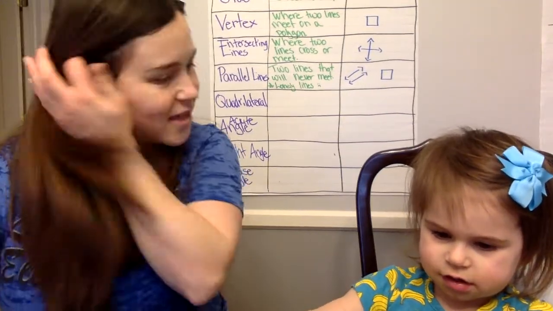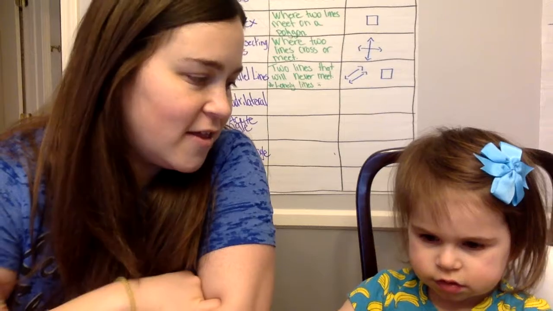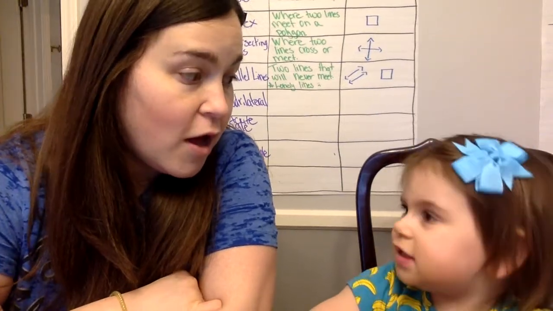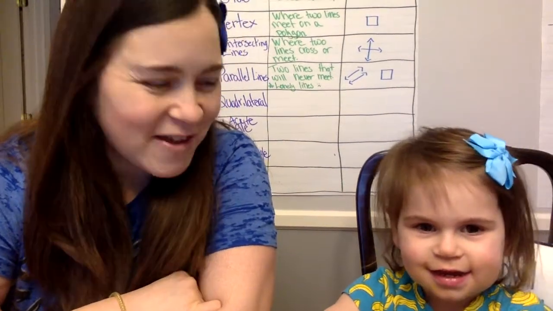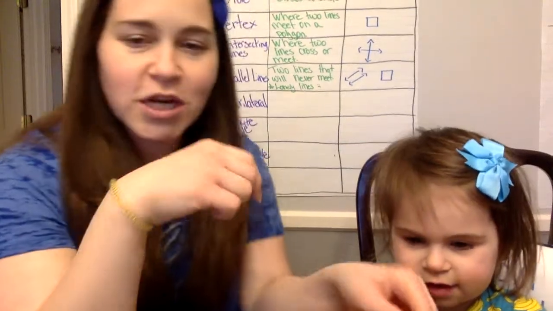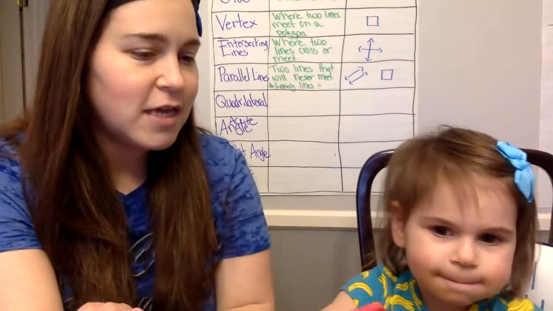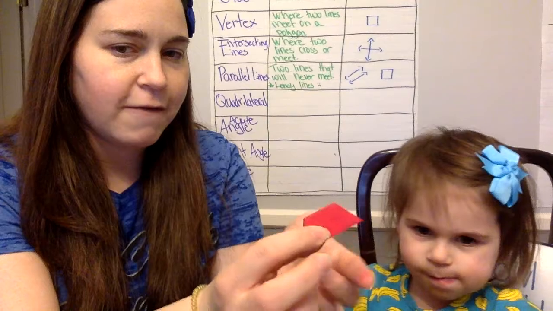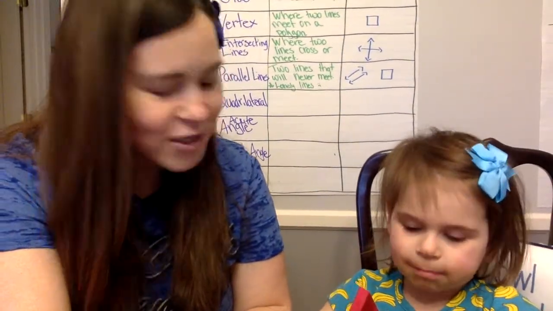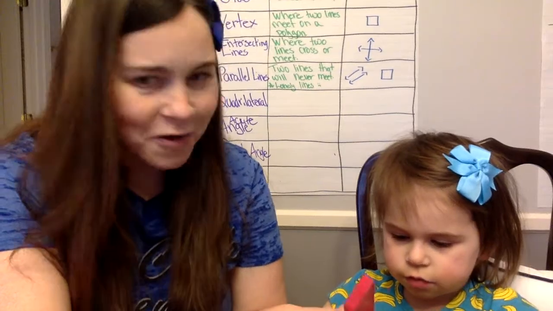One, two, three, four. A trapezoid. A trapezoid. And you know what I noticed she just did? You counted 1, 2, 3, 4. You know what you were counting? The sides. Yep. Which is one of the things we're going to talk to you about today.